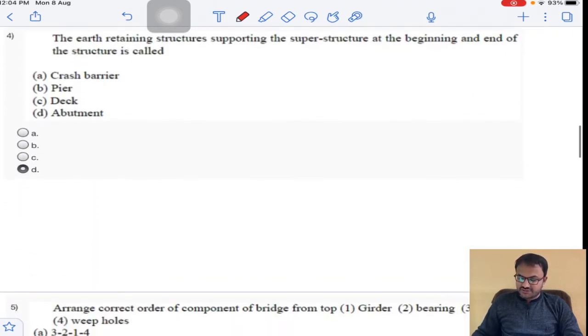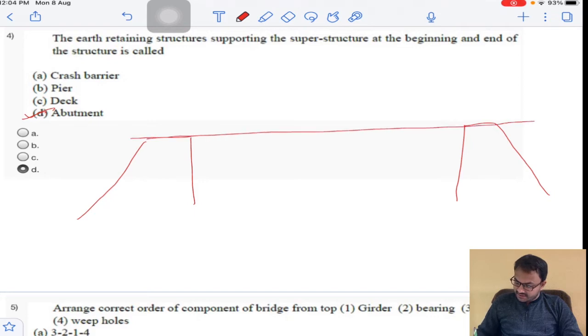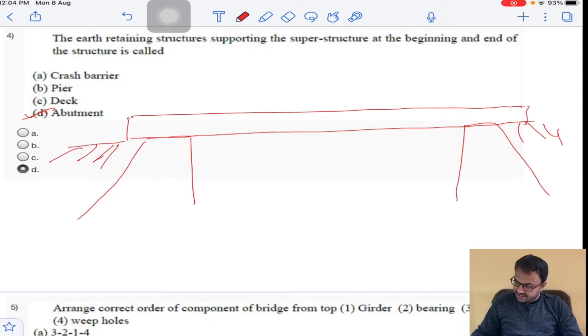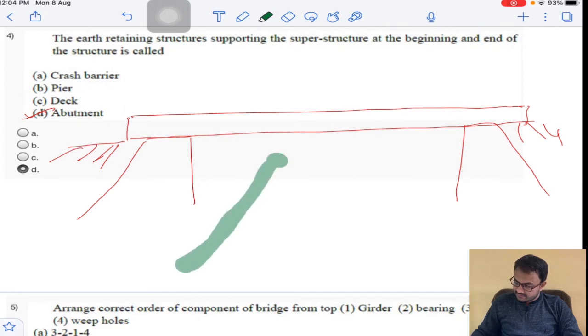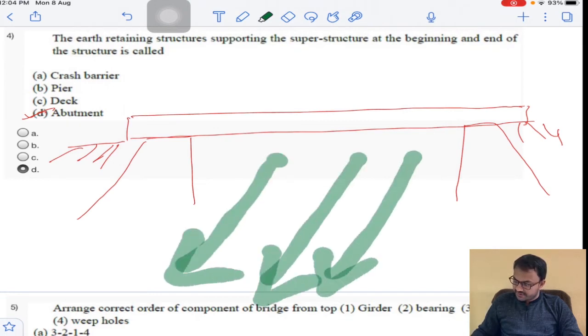And now the next question: the earth retaining structure supporting the superstructure at the beginning and end of the structure is called, generally we call it an abutment. This is an abutment diagram, and there is a highway, and this is earth mass and there is a bridge here. This is a river, the river water is flowing in this way. So this bridge is a superstructure and this is earth mass.